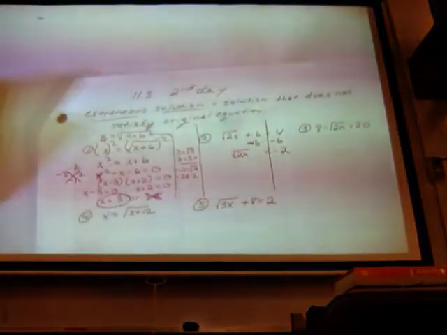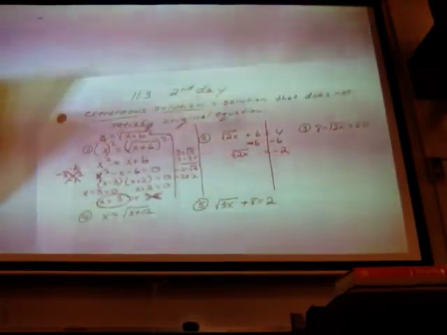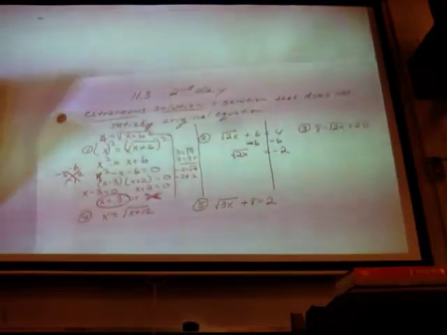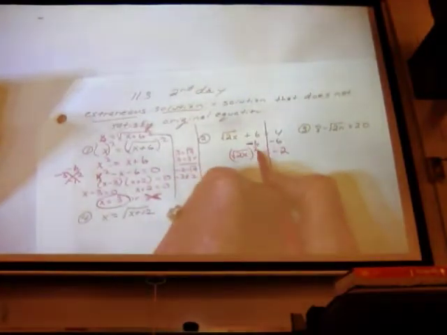Does anybody see something right now? Yeah. Can a radical equal a negative number? No. So what do you think your answer is going to be? No solution. If you square it, let's go through it.